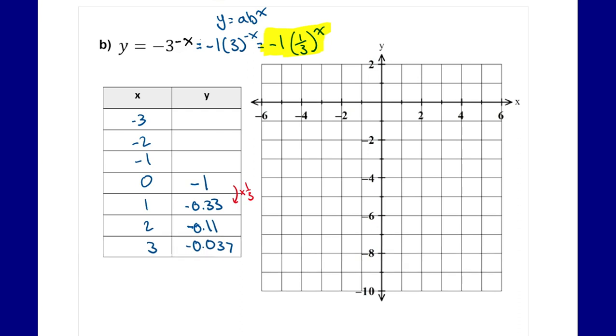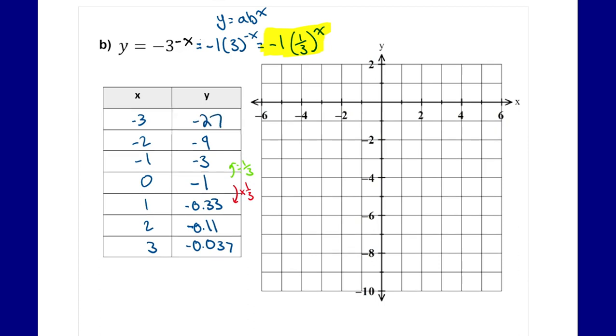If I want to fill out the rest, I can go back up, and instead of multiplying by 1/3, I'm going to divide by 1/3. Or you could say, if I'm dividing by 1/3, that's the same thing as multiplying by 3. So negative 1 times 3 is negative 3. Negative 3 times 3 is negative 9, and negative 27.